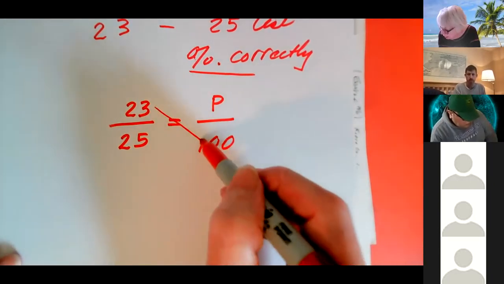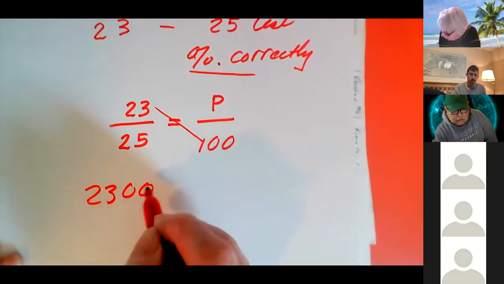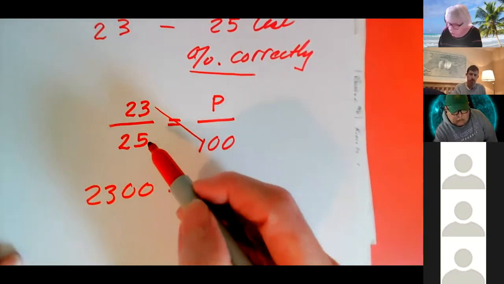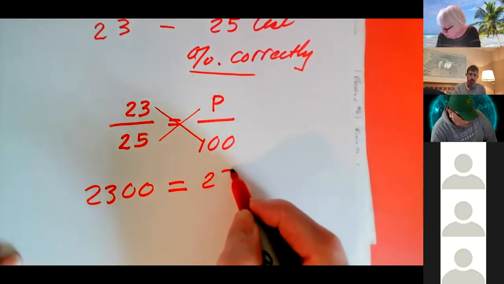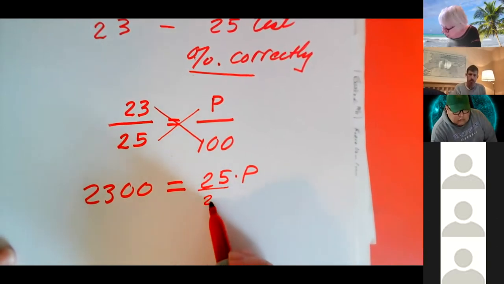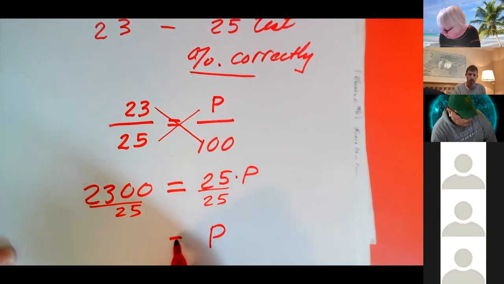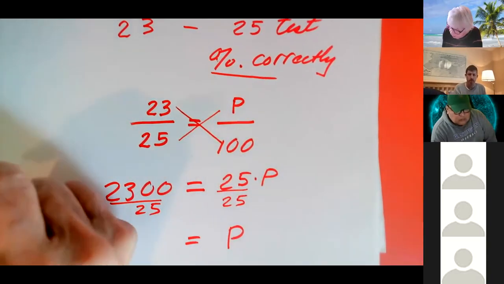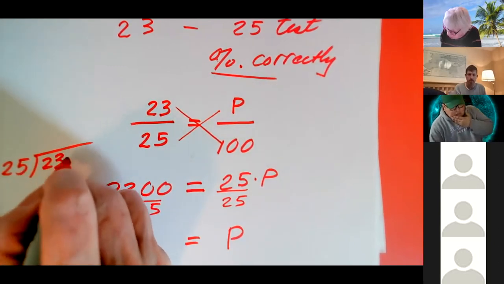So 23 times 100 is 2,300 equals, be sure and say equals, 25 times P. To finish this, I have to divide by 25, divide by 25, P equals, well, 25 into 2,300.